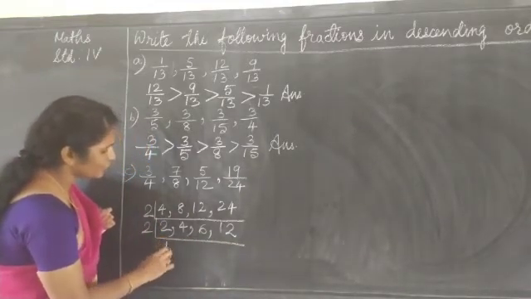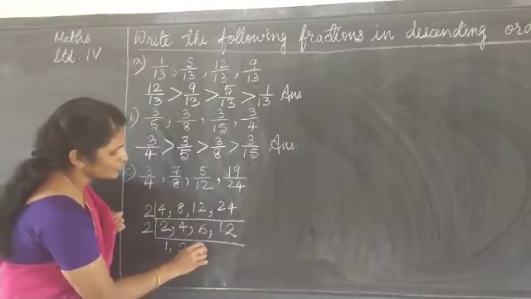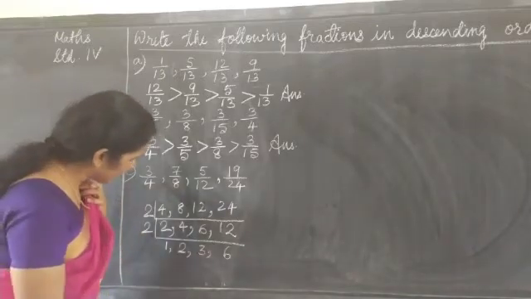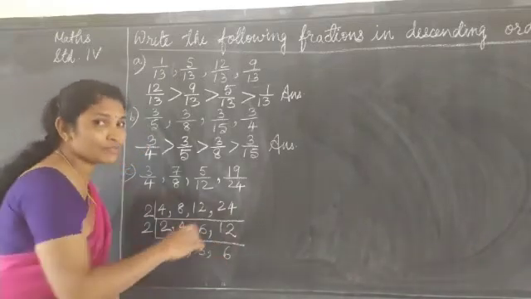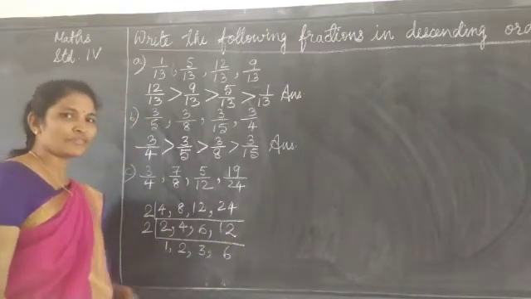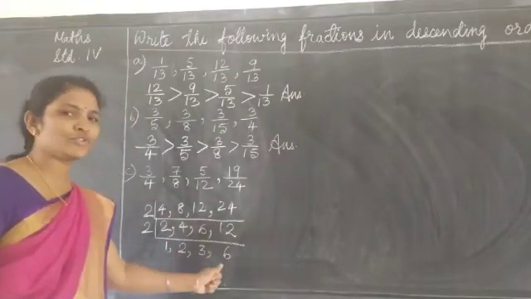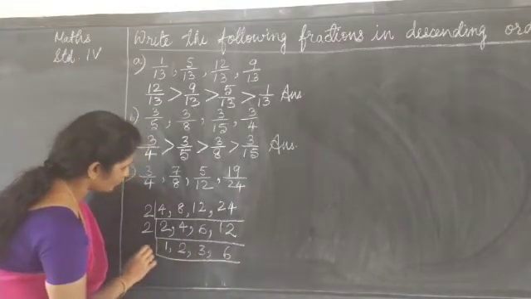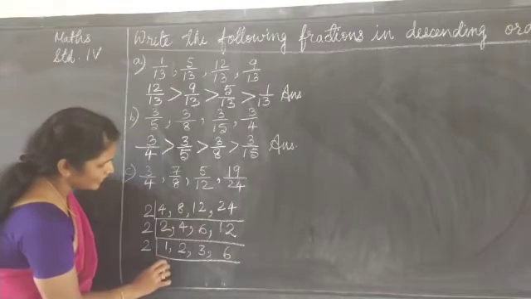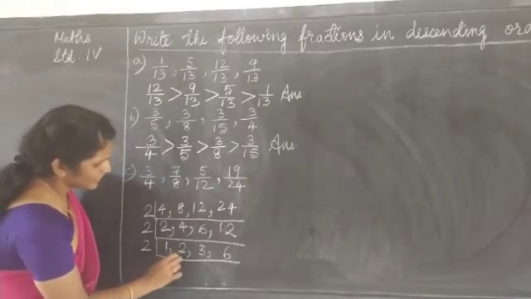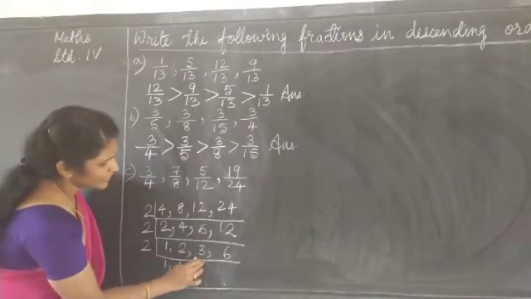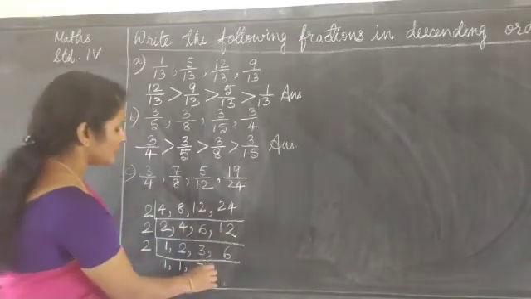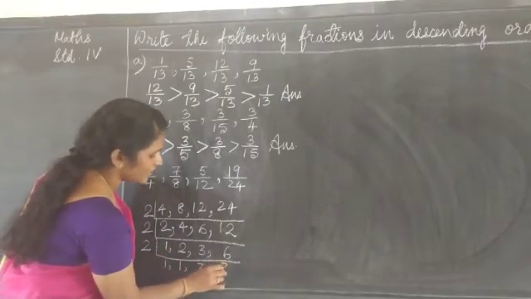2 1s are 2, 2 2s are 4, 2 3s are 6, 2 6s are 12. Again you can see here 2 and 6 both are divisible by 2. If there is a common factor for any two of the numbers also, we can continue the process. So we are going to do with 2 again. 1 we will bring it down. 2 1s are 2. Bring down 3 as it is not divisible by 2. So next is 2 3s are 6.